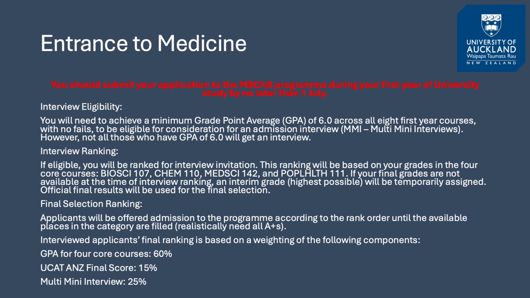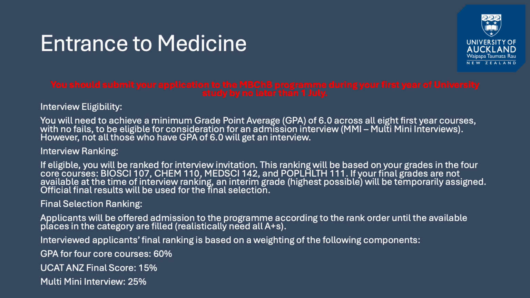So that's the Biosci 107, Chem 110, MedSci 142, and Population Health 111. Another thing to note is that if your final grades are not available at the time of the interview ranking, an interim grade, so for instance for MedSci 142, you'll be given an A plus temporarily, and that will be used for the interview invitations. However, the official result will be used for the final selection.